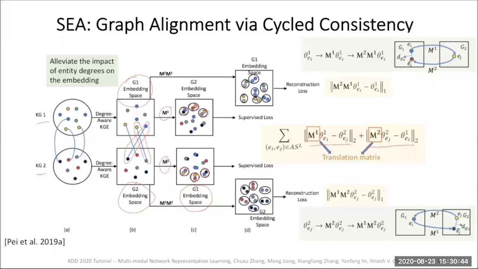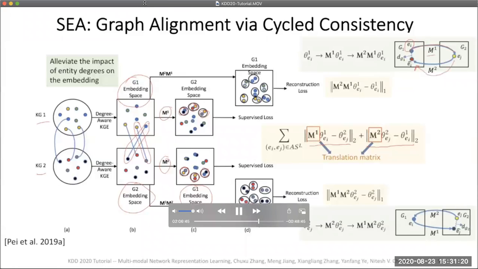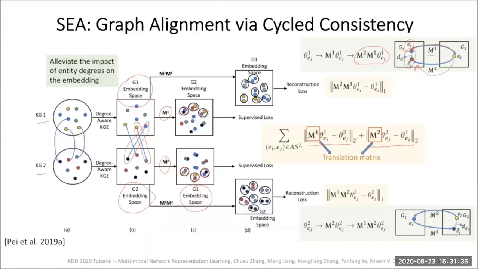In addition to the supervised loss, we introduce a reconstruction loss. After an entity of one graph is mapped to the embedding space of the other graph, we can map it back. As we can see here, the embedding of an entity Ei is mapped to the embedding space of graph 2 by M1, and it can be mapped back to the embedding space of graph 1 by M2. That is M2 multiplied by M1 and the embedding vector of entity Ei. Then we can check the difference after mapping back. This distance should be small if M1 and M2 are well learned.